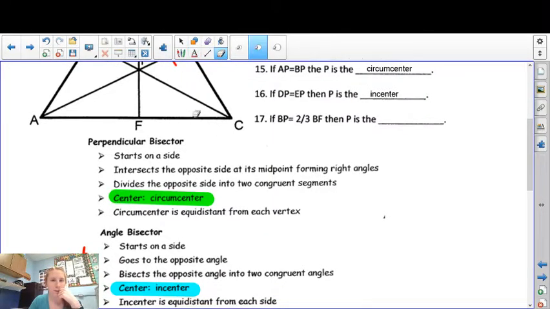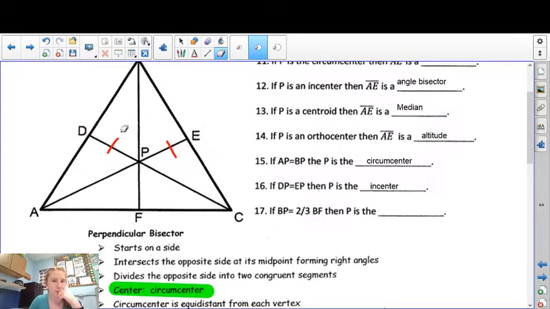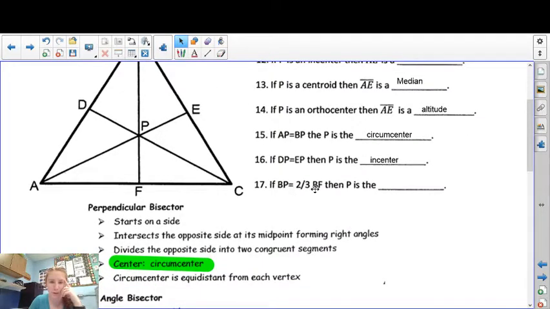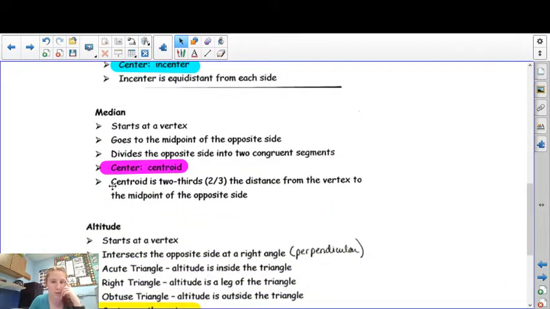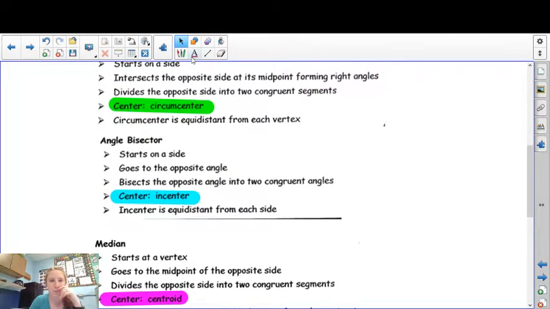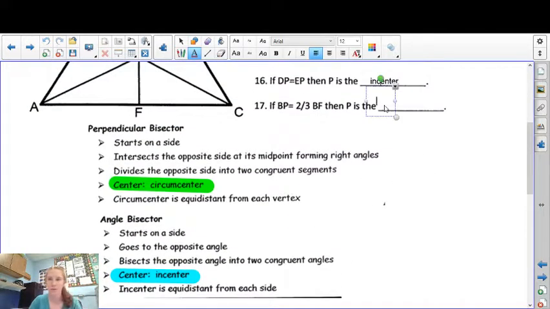Okay, let's clear this. If BP equals 2/3, hey, wait a minute, something was 2/3, it's got to be the centroid. Boom. Process of elimination. Right there.